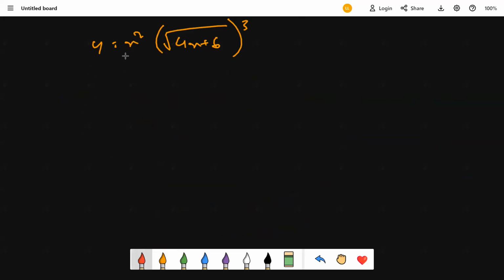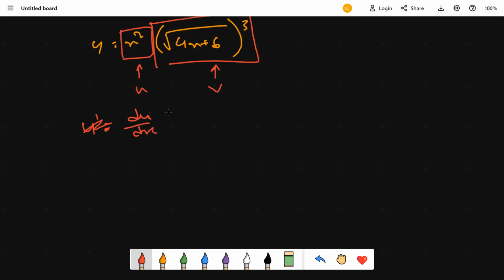We simply use g of x and h of x, or you can say u and v. Previously we used g of x and h of x; let's do it in the form u and v. We have to consider one of them as u. So let's consider x squared as u, and let's consider this whole as v. So u prime, or du by dx, is 2x.